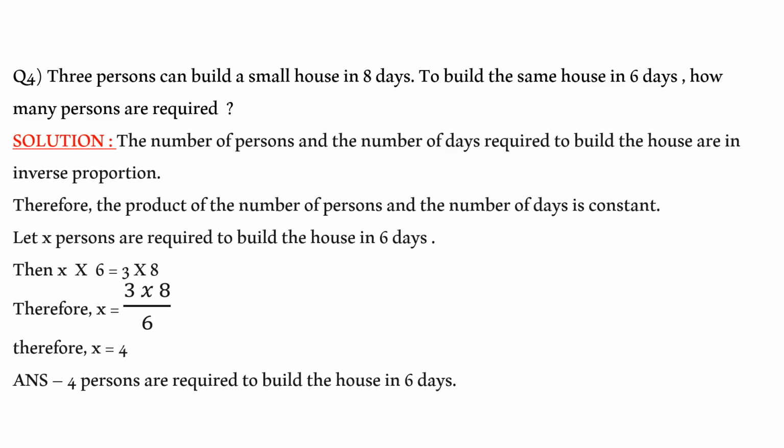So X is multiplied by 6. We have to take this 6 and move it to the opposite side of the equal to sign. So we have X is equal to 3 multiplied by 8. 6 is there in multiplication. On the opposite side of the equal to, it will come in division. So we have X is equal to 3 multiplied by 8 upon 6. After calculating, we get X is equal to 4. So our answer is, 4 persons are required to build the house in 6 days.